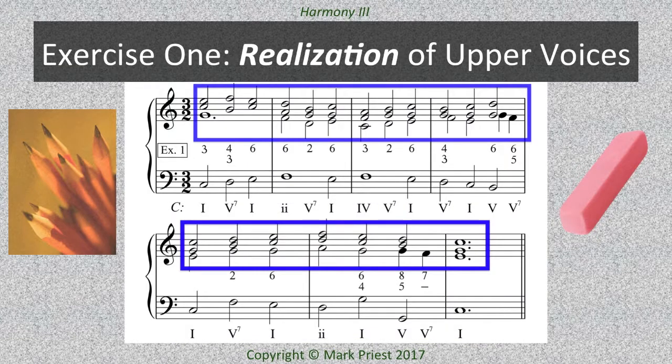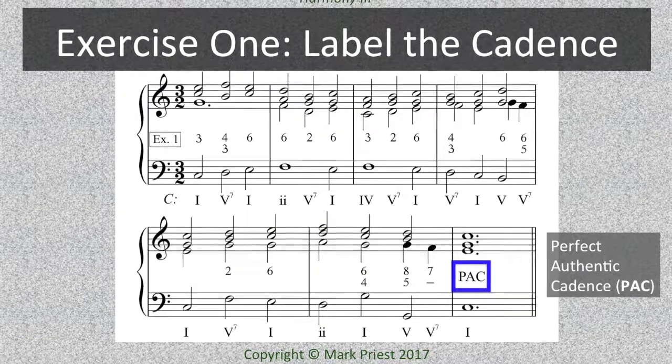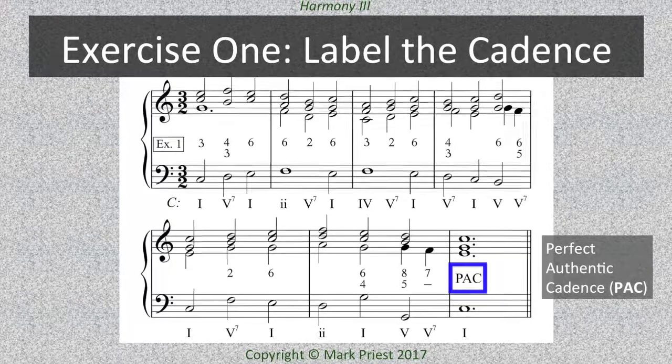Next, work out the realization of the upper voices. There is likely more than one correct realization. Use pencil and don't be afraid to experiment or even start over at times. Label your final cadence. This may be perfect or imperfect authentic, plagal, or another type of cadence.